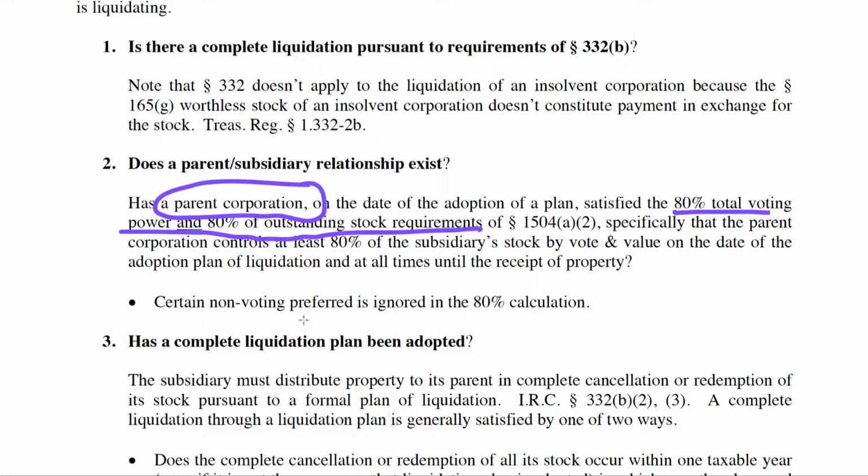Now, certain non-voting preferred stock is ignored. Okay, I don't really test on the non-voting preferred, but some faculty members do, some professors do, and of course in practice you have to worry about it. So I would just focus on common, but remember, it's all voting and all classes of stock as well. So if you have non-voting and voting common.